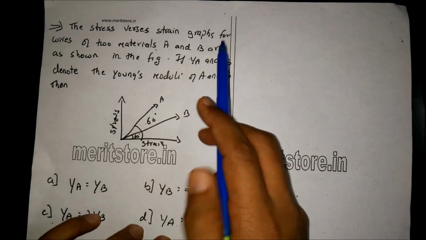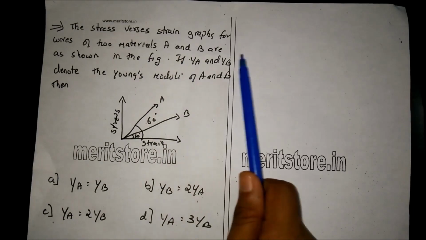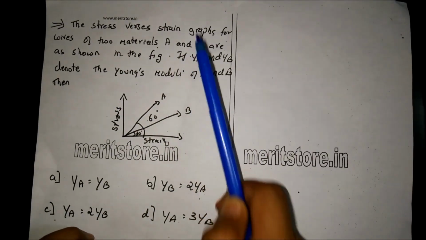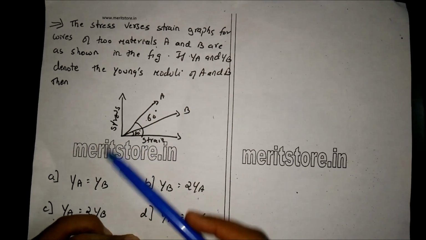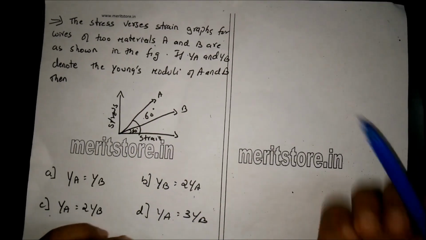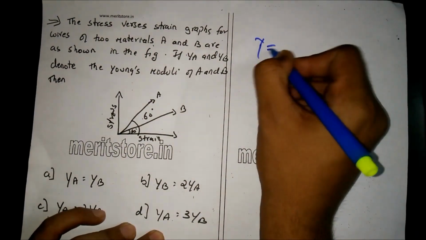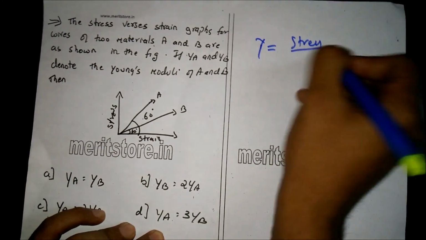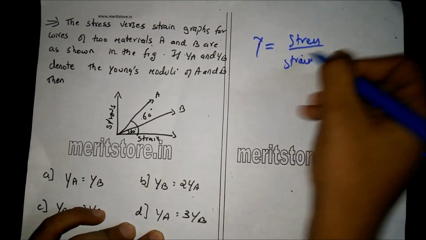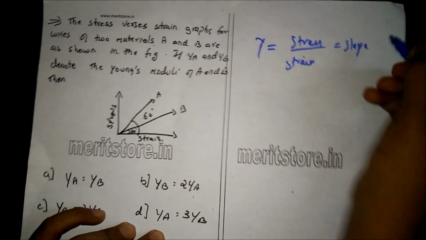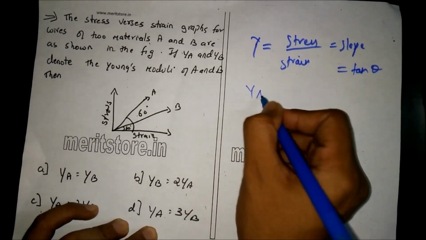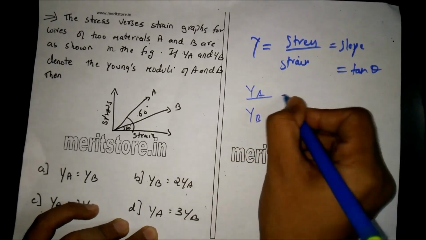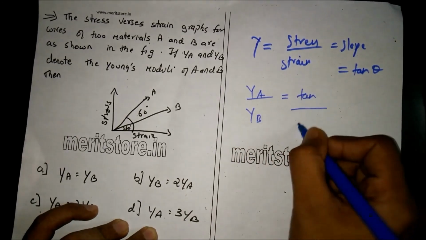The stress versus strain graphs for the wires of two materials A and B are as shown in the figure. If YA and YB denote the Young's moduli of A and B, then we have to find the relationship between YA and YB. Now we know that the Young's modulus Y is equal to stress upon strain, which is equal to the slope, where the slope is equal to tan theta. Therefore, YA upon YB will be equal to the ratio of tan of the angles.